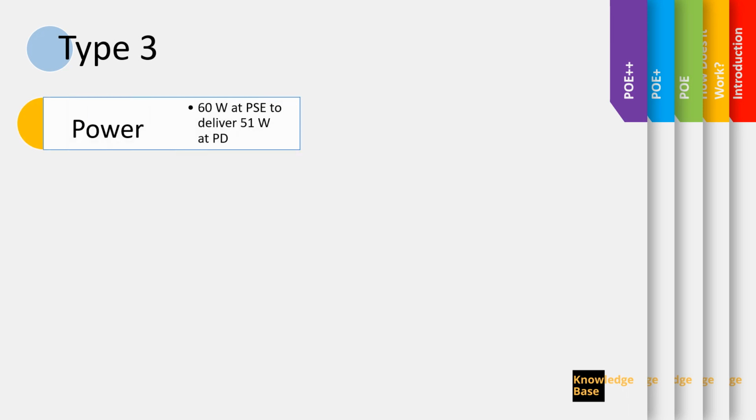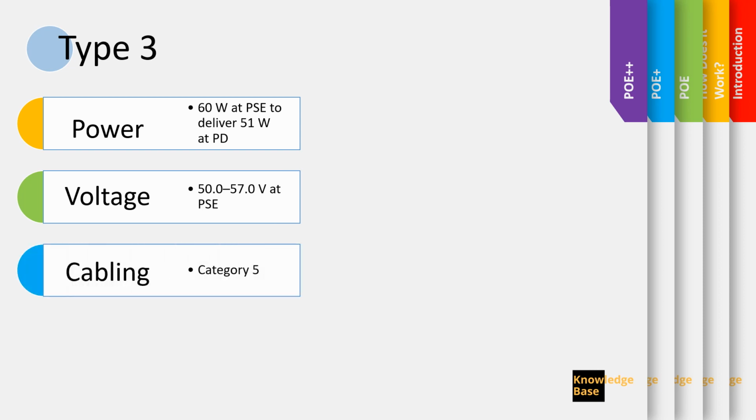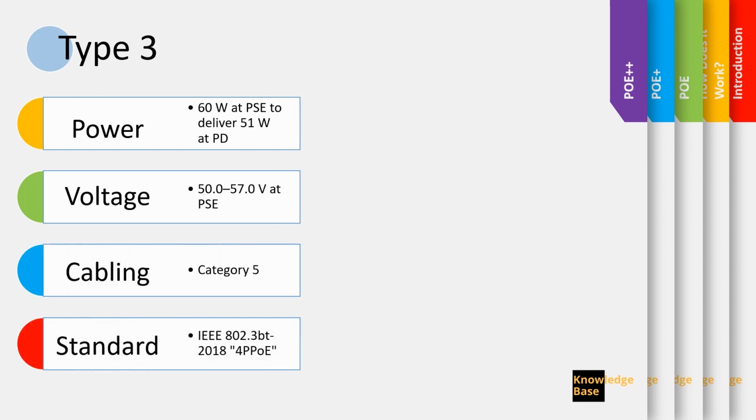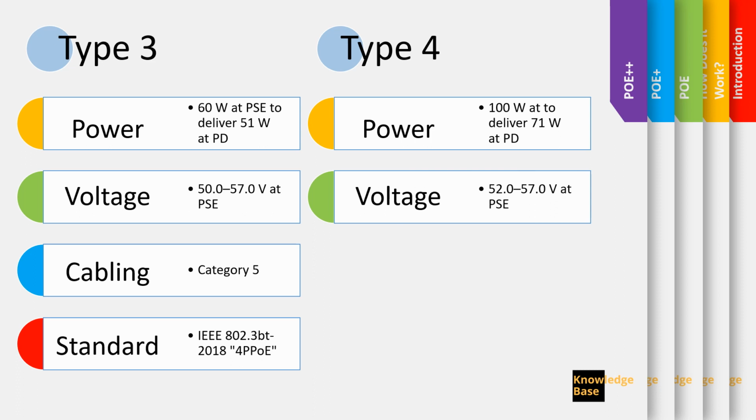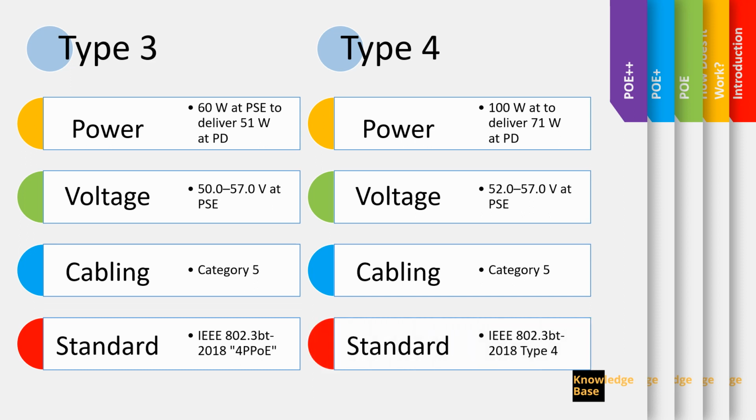Type 3, we have a power of 60 watts delivered by the power sourcing equipment. We have a voltage between 50 and 57 volts. The cabling is also Cat5 and above, and the standard is there for your reference. Type 4, the power is 100 watts, the voltage 52 to 57. Also, the cabling is Cat5 or above, and there's the standard for your reference as well.